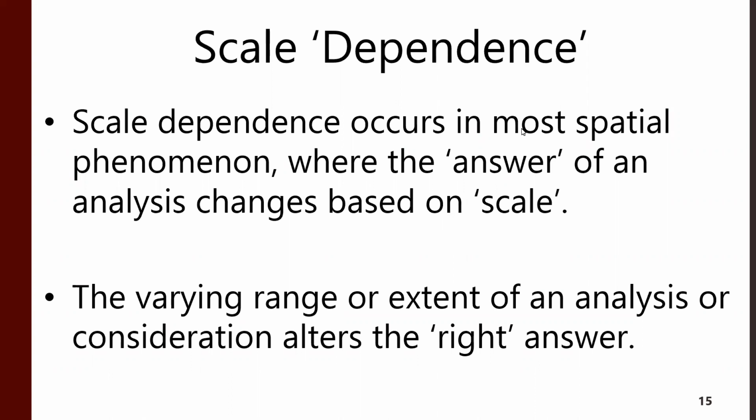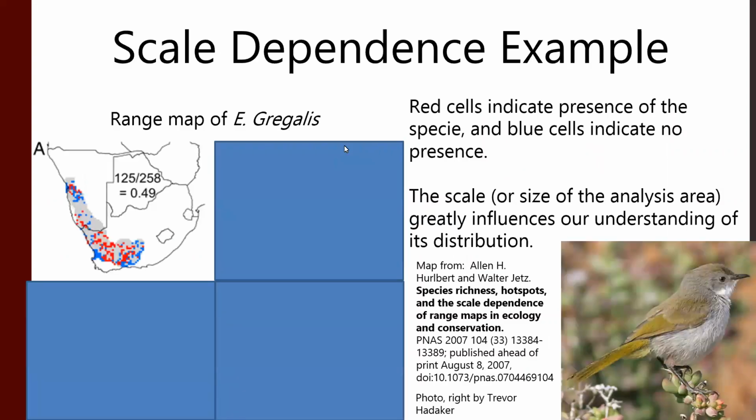Because scale problems tell us that as we're seeking to understand what is happening with the phenomena, with species, cute little bird here, E. gregalis, or with a relationship, changing scale or changing the size of our analysis area influences our understanding. This is not true just for E. gregalis. This is true across natural and physical and human and societal phenomena.